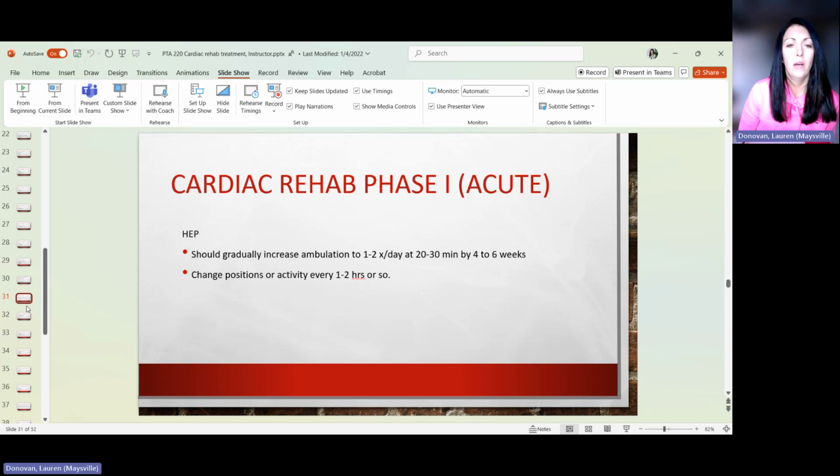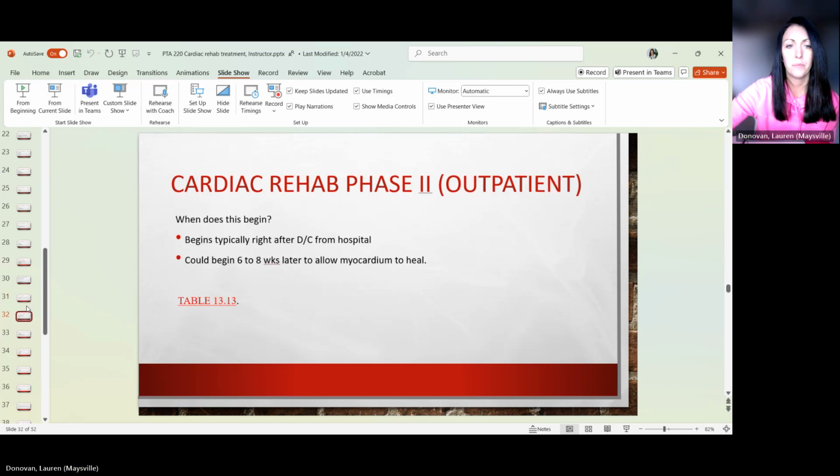Now, as an HEP, they should gradually increase ambulation to 1 to 2 times a day at 20 to 30 minutes by 4 to 6 weeks. And they can change position or activity every 1 to 2 hours or so. Now, for phase two, the outpatient, this will begin typically right after being discharged from the hospital, but they could begin 6 to 8 weeks later, depending on the physician, because they might want to allow the myocardium to heal.